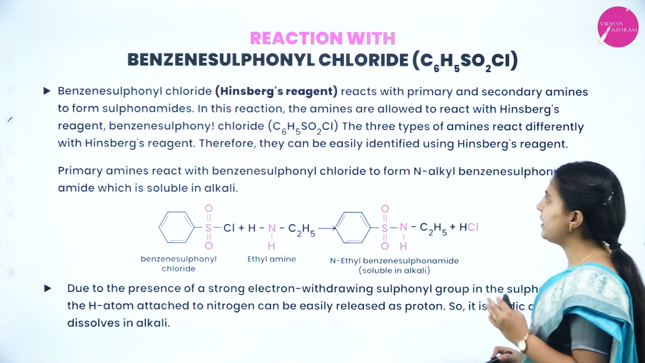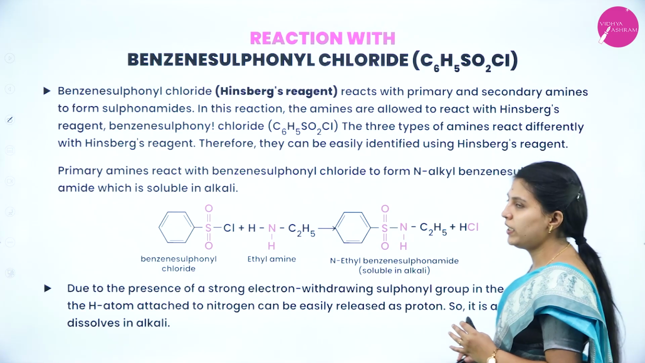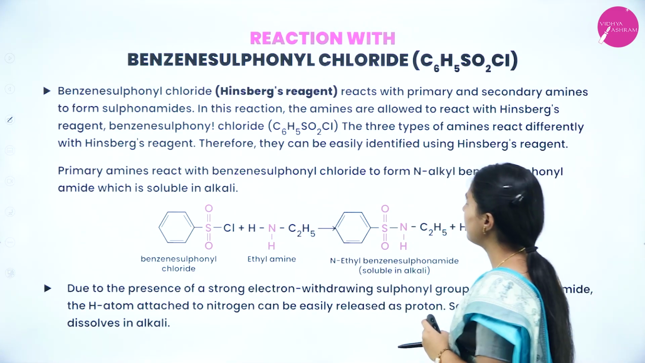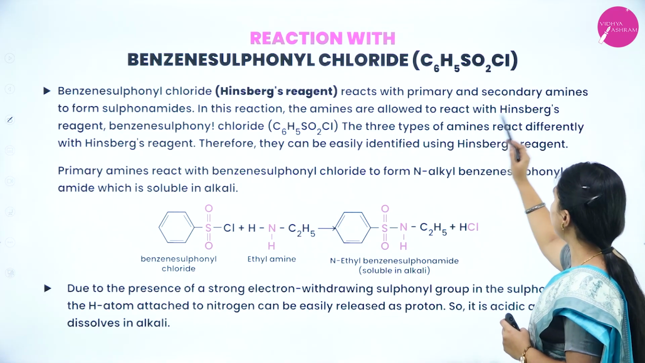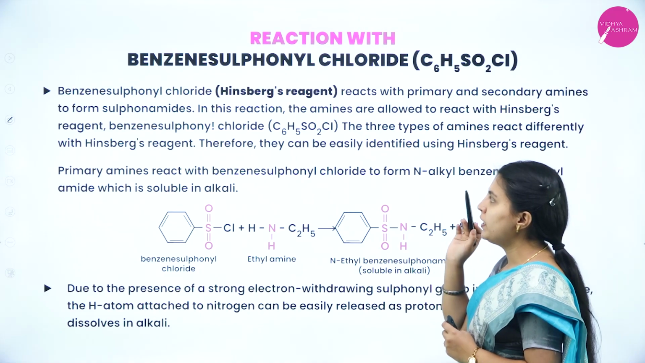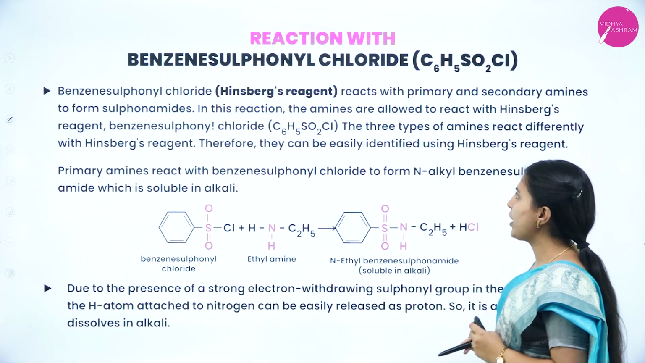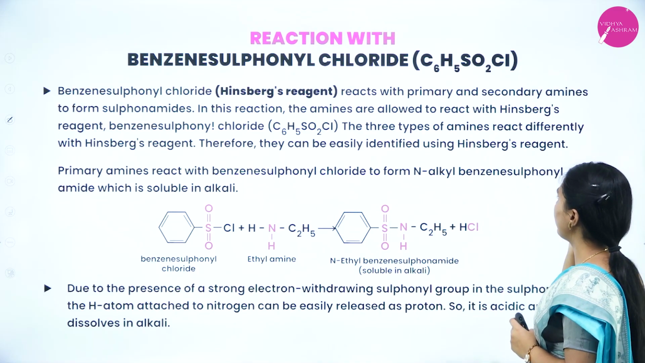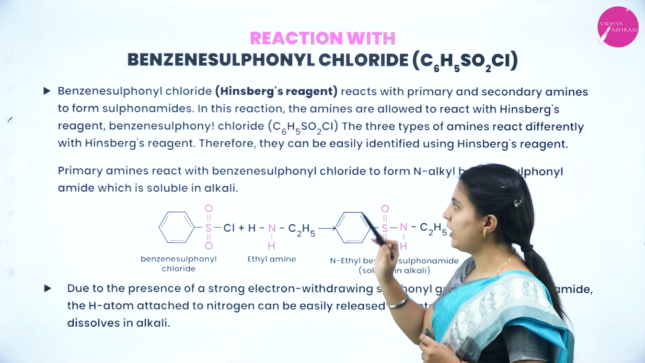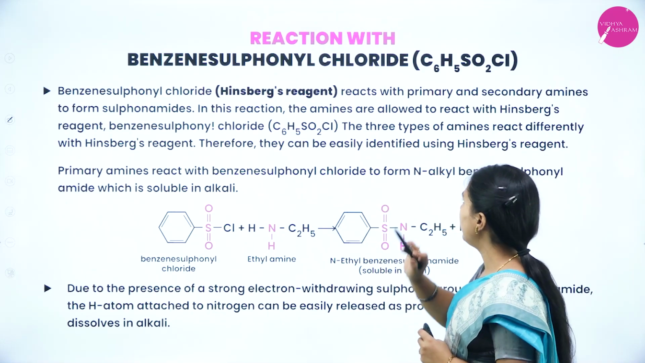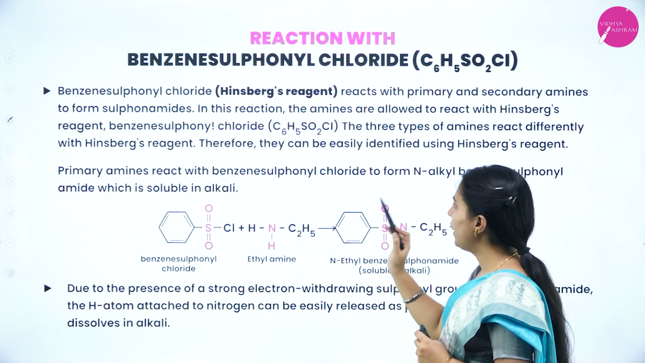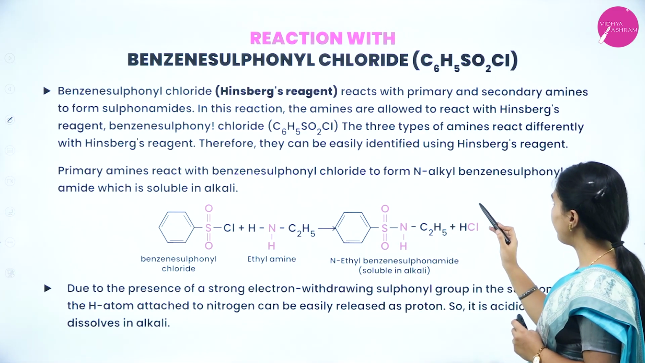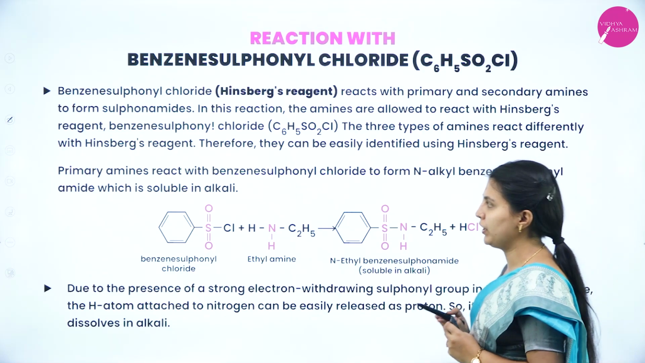Next, reaction with benzene sulfonyl chloride. Benzene sulfonyl chloride, which we call Hinsberg reagent, reacts with primary and secondary amines to form sulfonamides. In this reaction, the amines are allowed to react with Hinsberg's reagent, benzene sulfonyl chloride. The three types of amines react differently with Hinsberg's reagent. Therefore, they can be easily identified using Hinsberg's reagent.